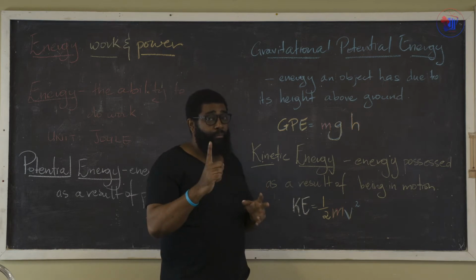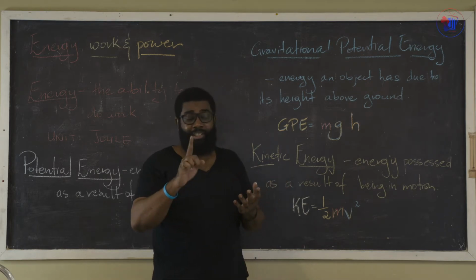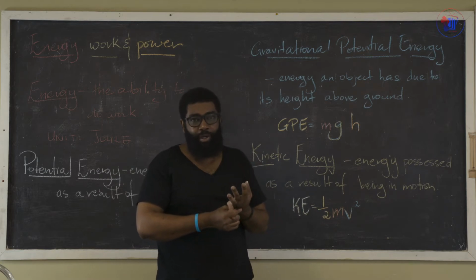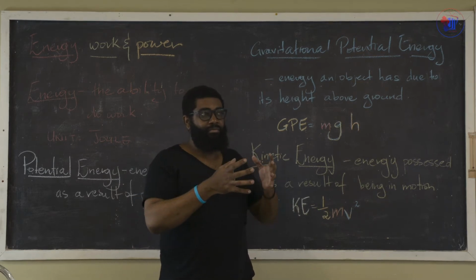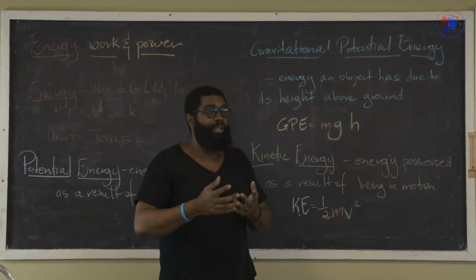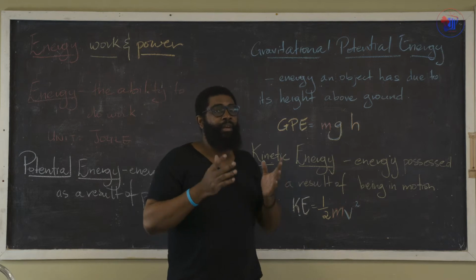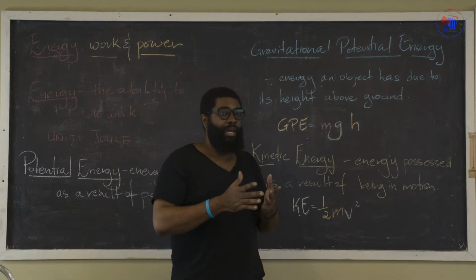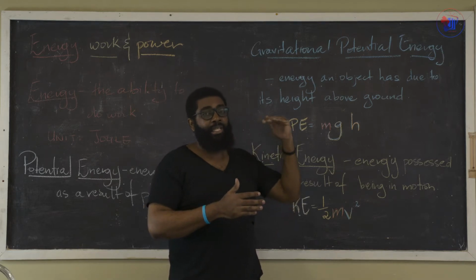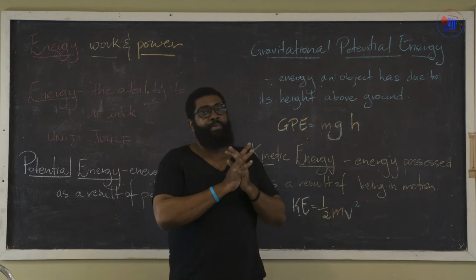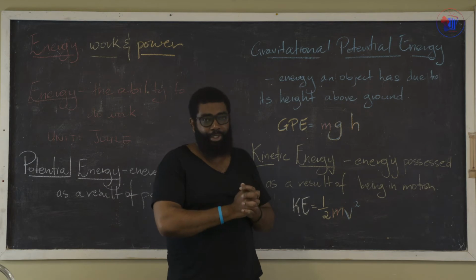So, to quickly recap this section, energy is the ability to do work. You need energy to do work. Potential energy is energy a body possesses as a result of its position or state. Gravitational potential energy is energy an object possesses as a result of its height above ground or the Earth's surface. And kinetic energy is the energy possessed by an object in motion.